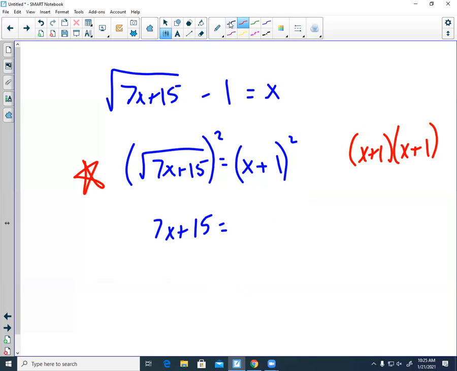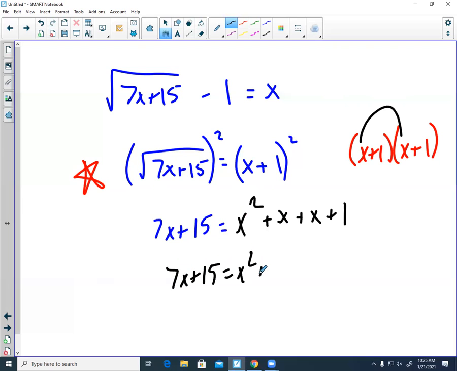So here, I have x times x, which is x squared. I have x times 1, which is going to give me positive x. I have 1 times x, which is going to give me positive x. And then I have 1 times 1, which is going to give me 1. So it's almost the same thing, except we're missing that little 2x term in the middle, right? So now this question turns into 7x plus 15 equals x squared plus 2x plus 1.